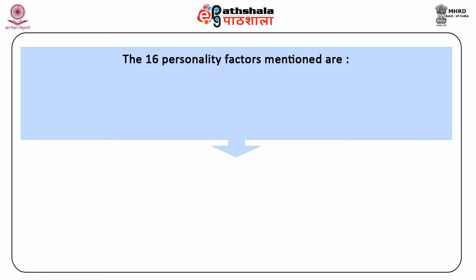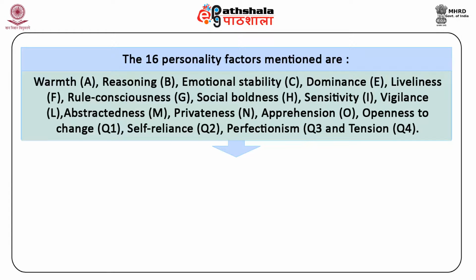The 16 personality factors mentioned are warmth factor A, reasoning factor B, emotional stability factor C, dominance factor E, liveliness factor F, rule consciousness factor G, social boldness factor H, sensitivity factor I, vigilance factor L, abstractedness factor M, privateness factor N, apprehension factor O, openness to change represented by Q1, self-reliance represented by Q2, perfectionism represented by Q3, and tension represented by Q4.